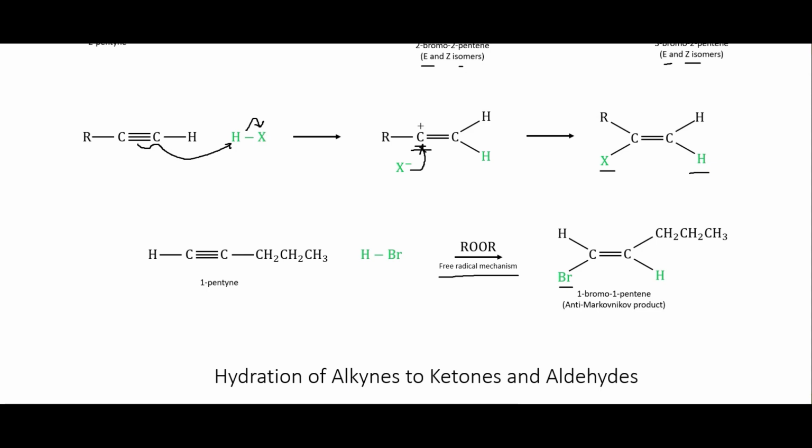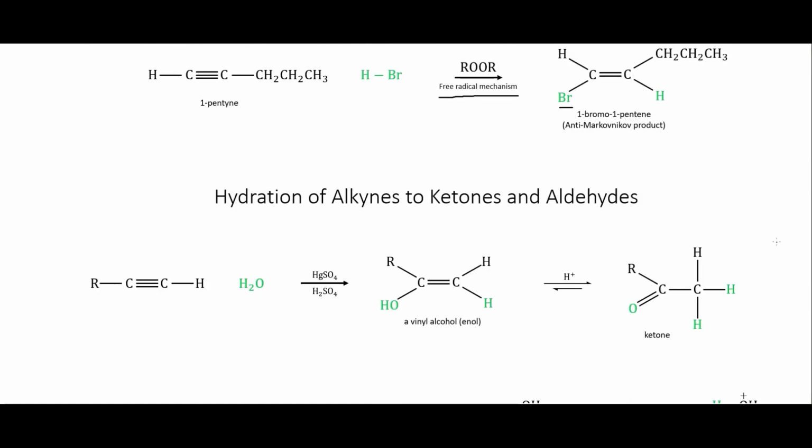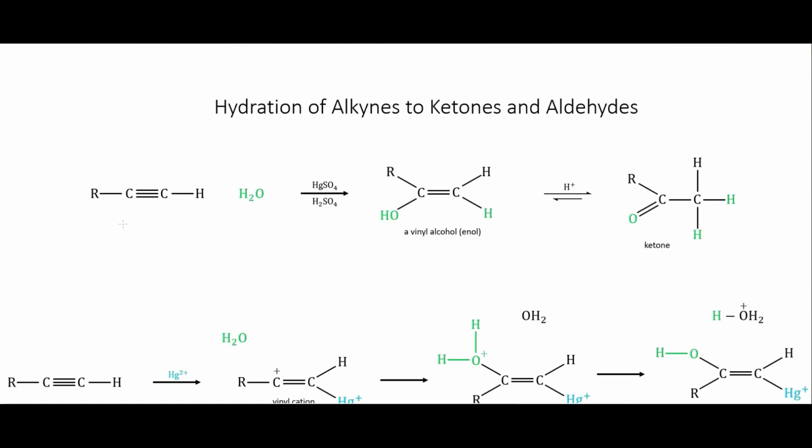If you understand the mechanism for the alkenes, then you will understand how to do it for the alkynes as well. So we can also do hydration of alkynes to ketones and aldehydes. So we have our terminal alkyne right here. We bring in water with this mercury sulfate right here in H2SO4, so in acidic conditions.